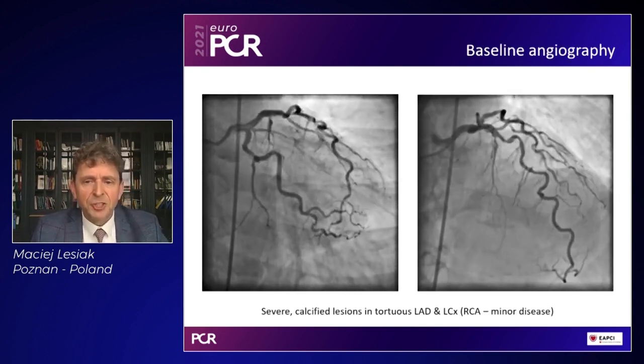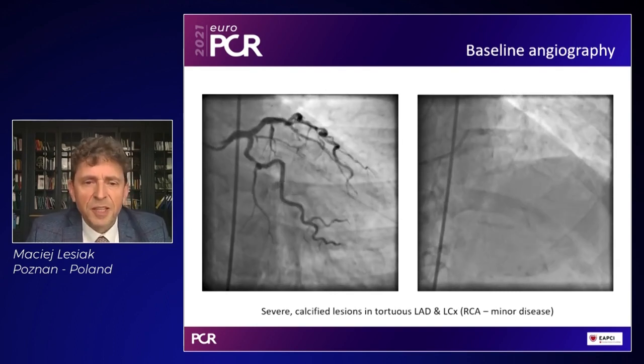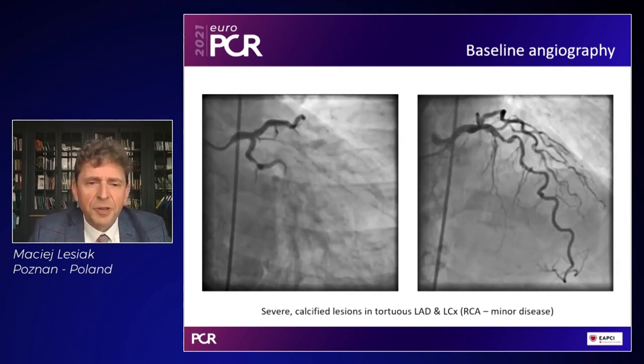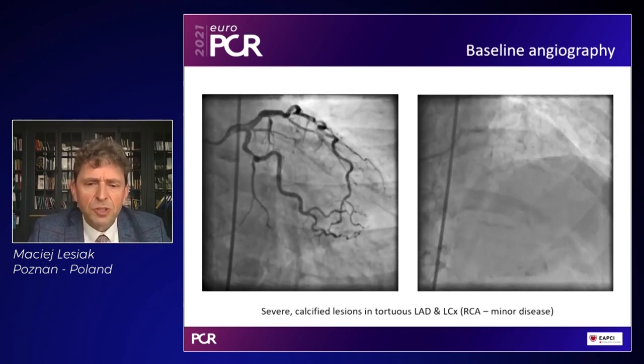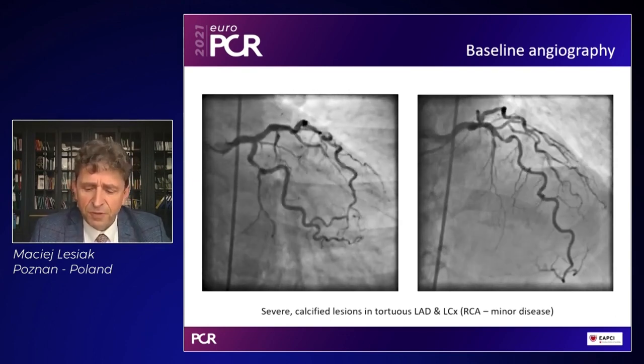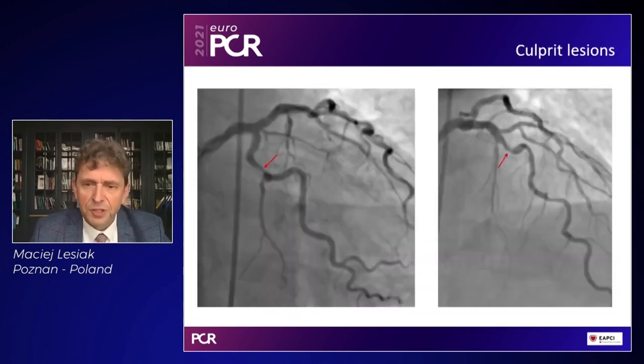So this is the baseline angiography performed in a local hospital when the lady was admitted. And you can appreciate a severely calcified lesion in a very tortuous LAD and the left circumflex artery, with just minor disease in her right coronary artery. So these are two complex lesions.